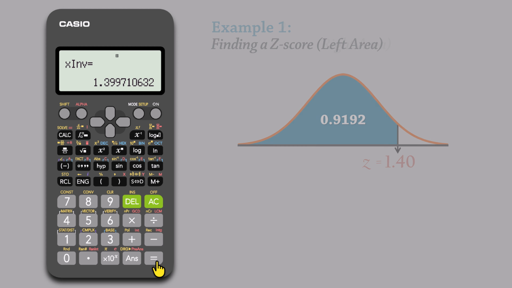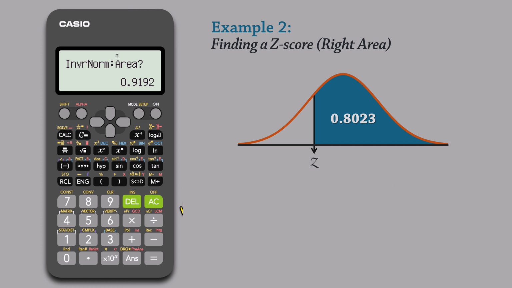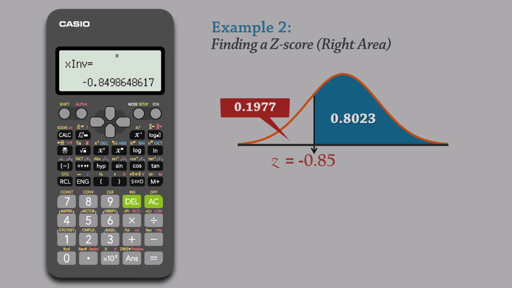Now let's find the z-score where the area to the right is 0.8023. Press equals or AC to return to the area input screen. Since the calculator requires the left area, we first calculate 1 minus 0.8023, which gives 0.1977. For the area, enter 0.1977 and press equals. Keep sigma as 1 equals and mu as 0 equals. And the z-score is approximately negative 0.85.